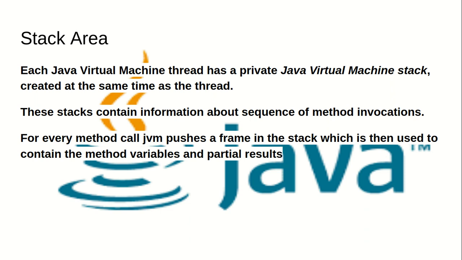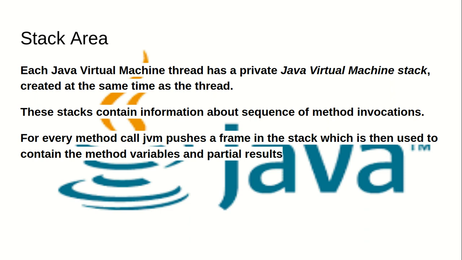Now each JVM thread has a private JVM stack. Whenever a new thread is created in the JVM, a new stack is also created which is directly assigned to that thread, which is used to store some data corresponding to that thread. Now these stacks contain information about the sequence of method invocations. That is, whenever a thread is executing, the sequence in which it is calling different methods is stored in these stacks. For every method call, the JVM pushes a frame in the stack which is then used to contain the method variables and the partial results.